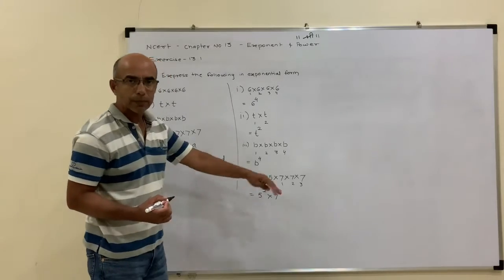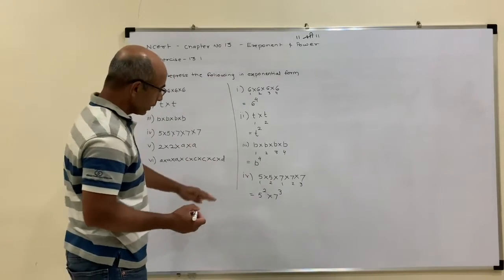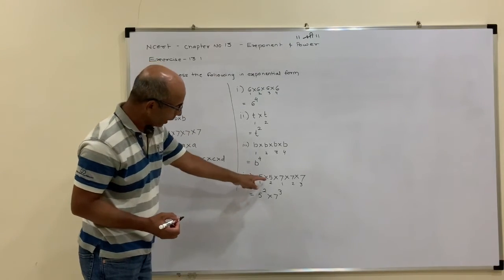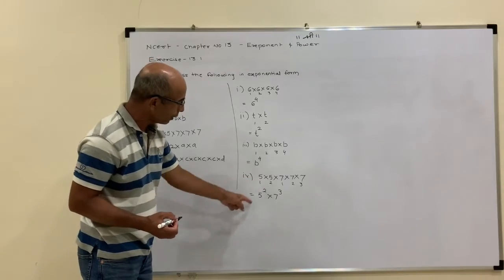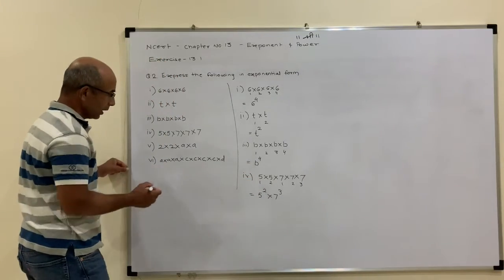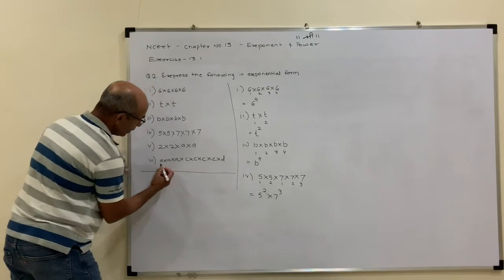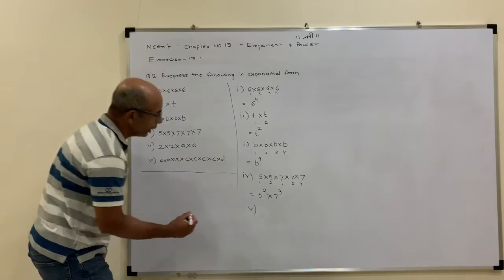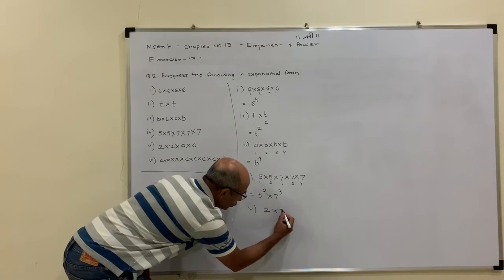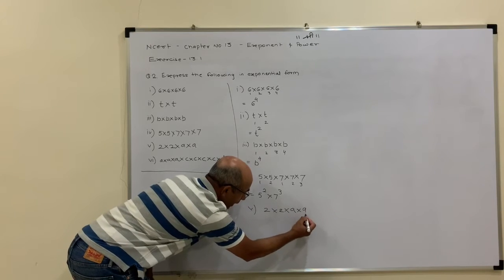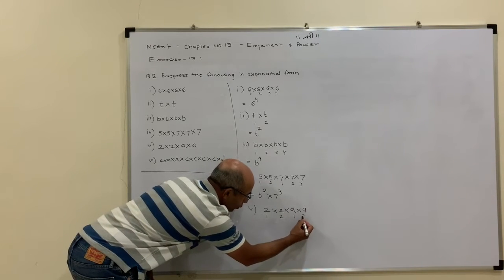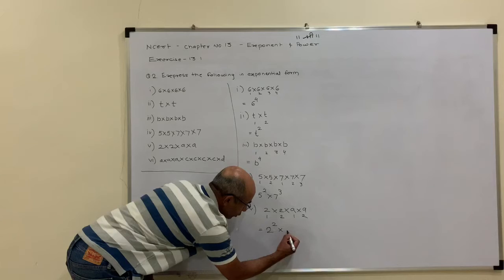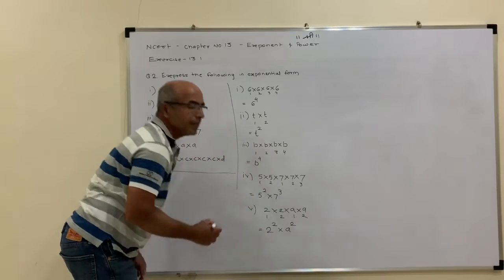Don't try to solve something further and find a new number. We need to just express in the exponential form. We can multiply only where the base is the same, and raise to the power. And the last one, that is the fifth one, I'll be solving as 2 into 2 into A into A. So 1, 2, 1, 2. So my answer will be 2 raised to the power 2, or you can say 2 square into A square.